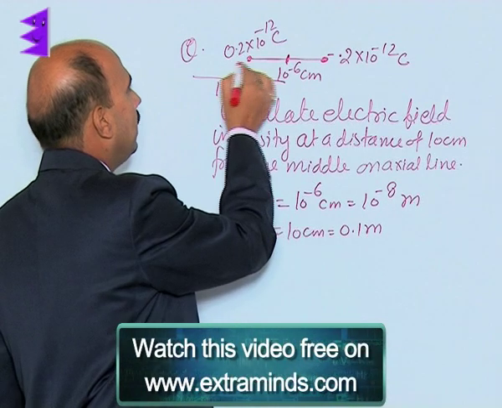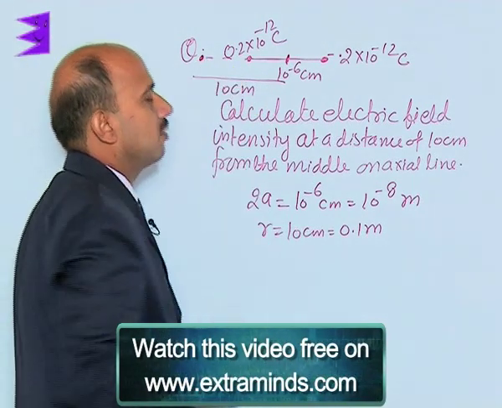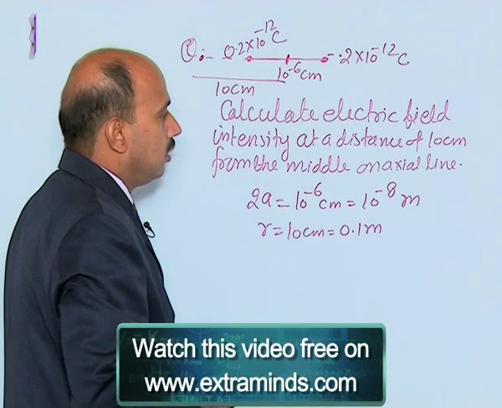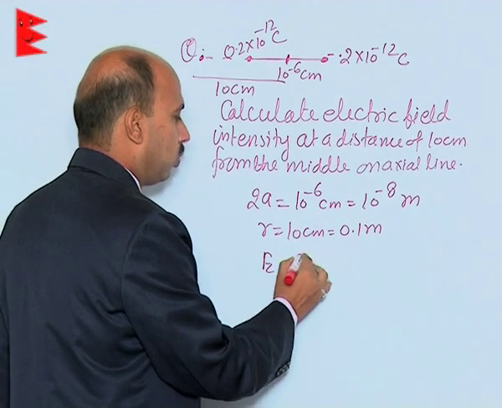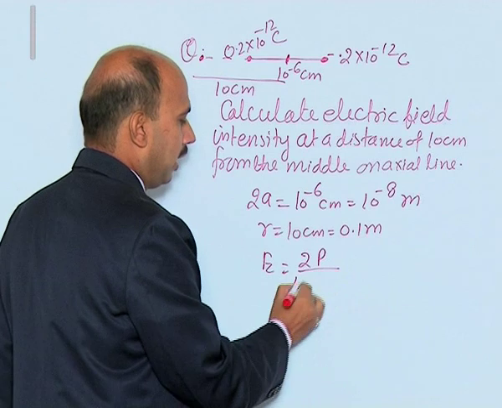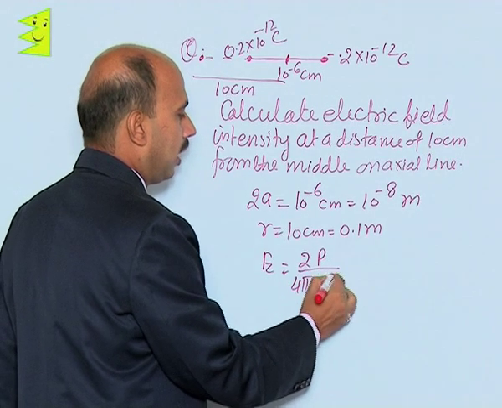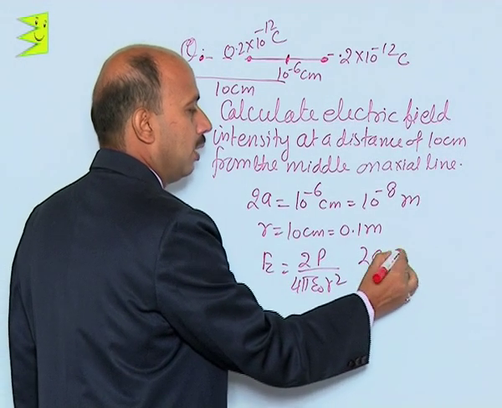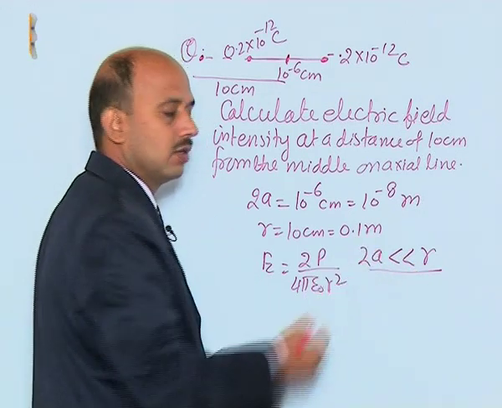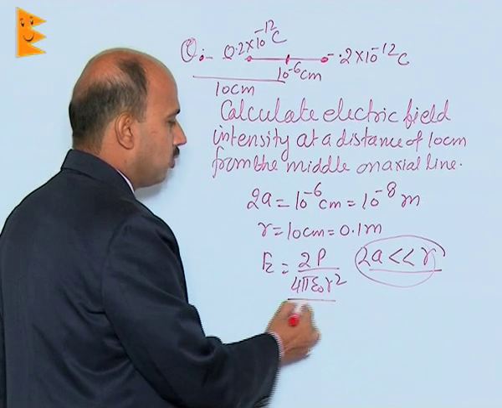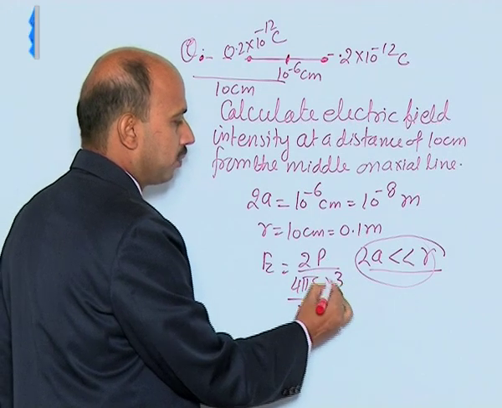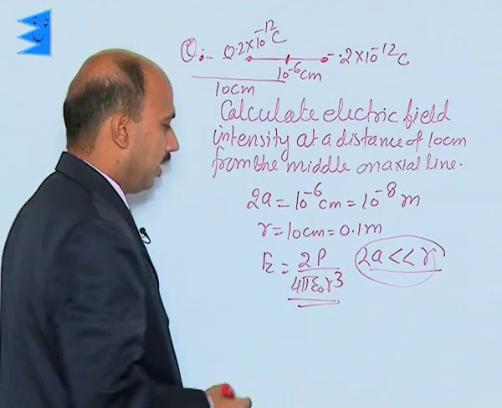So, we have to calculate the electric field at any point on the axial line. We have already calculated the formula for that: E is equal to 2P divided by 4 pi epsilon naught r cube, if 2a is much less than r. This condition is applicable here. So, we can use this formula, this is r cube.